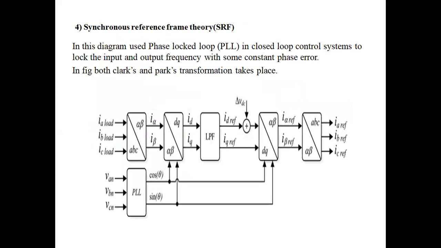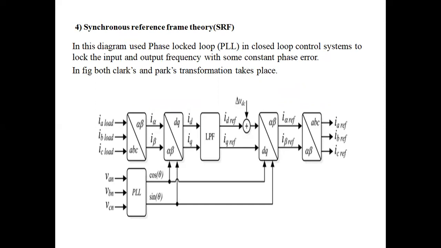Next is synchronous reference frame theory. In this diagram, we use a phase locked loop, PLL, in closed loop control systems to lock the input and output frequencies with some constant phase error. In both instantaneous reactive power theory and synchronous reference frame theory, we go for Clarke and Park transformations. With the help of Clarke and Park transformations, the ABC load, either voltage or current, can be converted into alpha beta. After converting it into alpha beta, we can also convert that alpha beta into DQ with the help of Park transformation. By using filters, we can eliminate the harmonics present there.